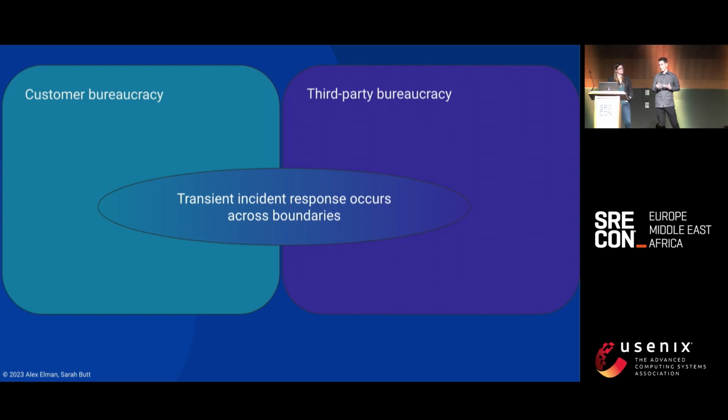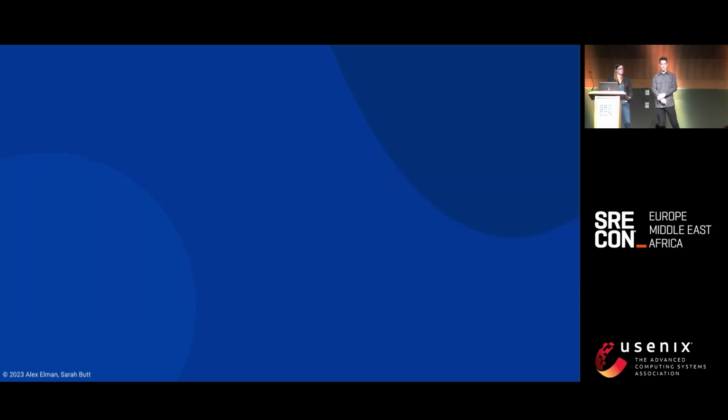Some of the challenges that happen within this transient organization are that participants struggle to maintain common ground. Do they share the same goals? How does information get shared? And who holds that decision-making authority? It's not always so clear.